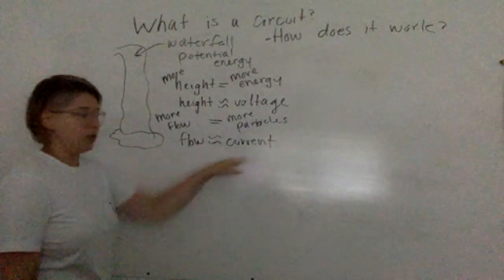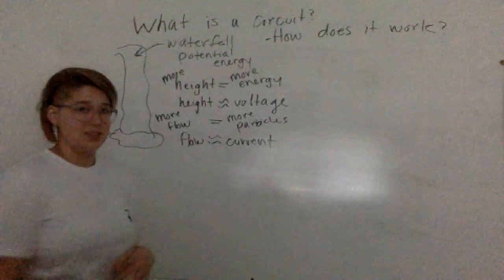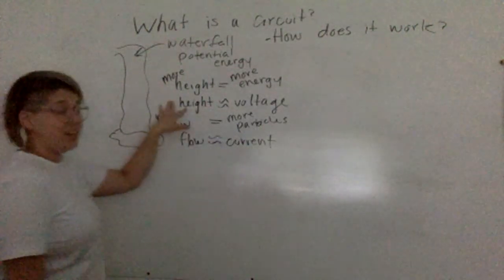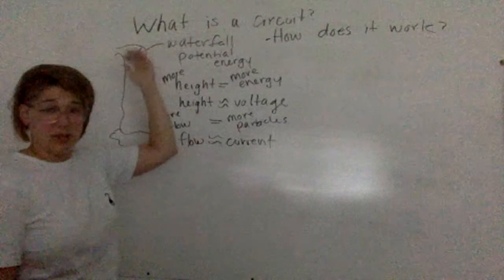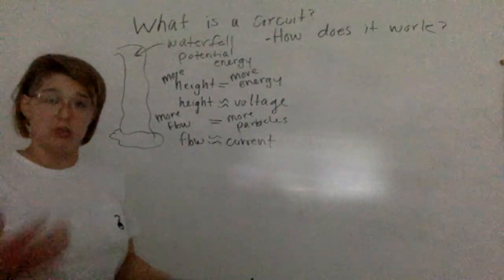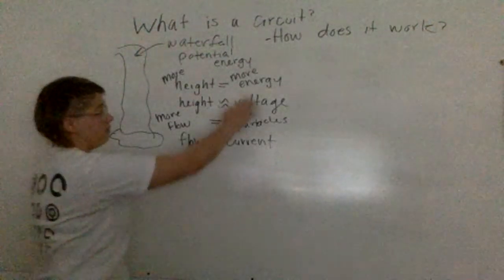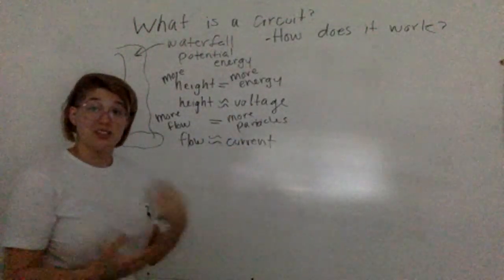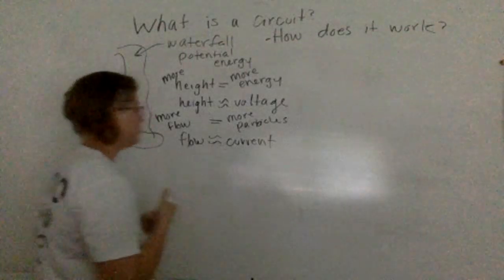Because a slow moving river is a lot less dangerous than a fast moving river. So the flow matters. Also the height matters, because if it's starting higher, it's probably going to be moving faster lower, which is also true for circuits. If you have more voltage, you're probably going to have more current if there's nothing else going on here.